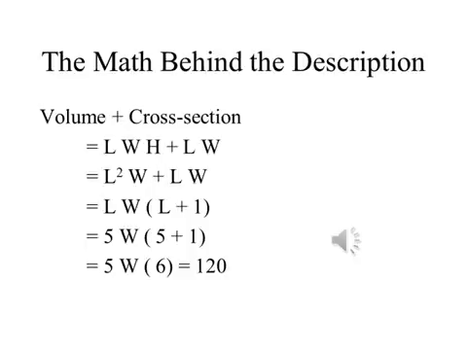Here you see the algebra that leads to this calculation. The volume and cross-section for this rectangular cistern is length times width times height plus length times width. If the length and height are the same, it becomes length squared plus length times width. We can factor out length times width to get length times width times the sum of length plus 1. We can substitute length equals 5, and this simplifies to 5 times width times 6 equals 120. Dividing 120 by 30 gives us the width, which is 4.